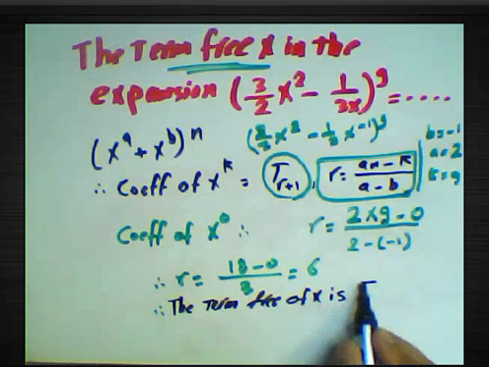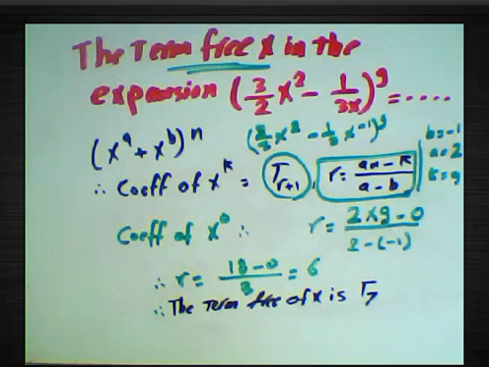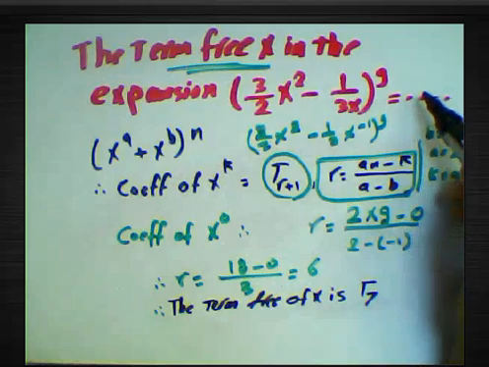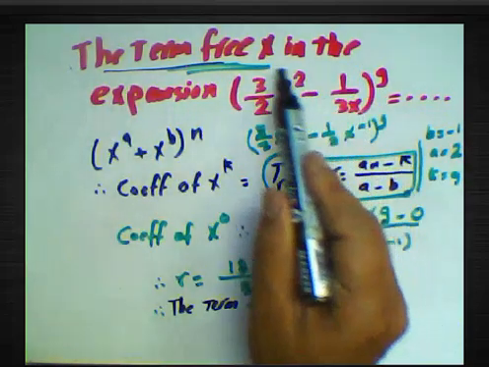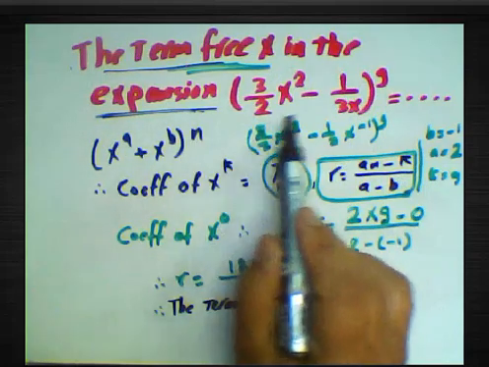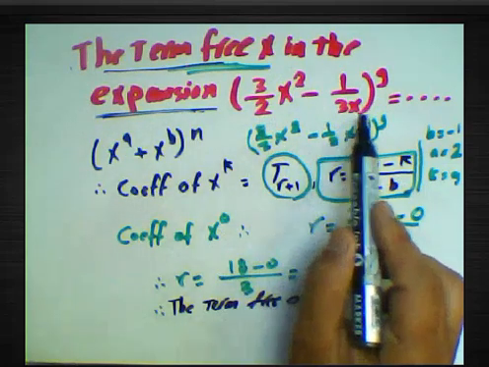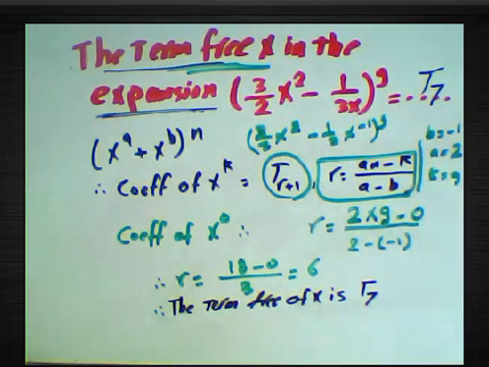is term number what? Term 7. Okay, then we can write that the term free of x in the expression (3 over 2 x power 2 subtract 1 over 3 x) power 9 will be term number 7.